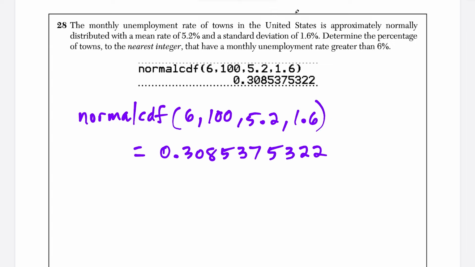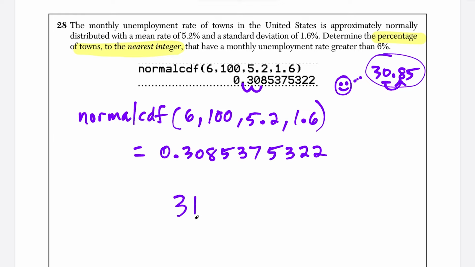But now we have to find the percentage to the nearest integer. So we're rounding to the nearest whole number, but when we want to convert this decimal to a percentage, we have to move the decimal 2 places to the right. So we go 1, 2 like this. What I'm thinking of right now is we have 30.85. They want us to round our percentage to the nearest integer, so that's to the nearest whole number. We're looking here at the 0, and to the right is an 8, so we're going to round this up to 31%. So here is our solution to question 28.